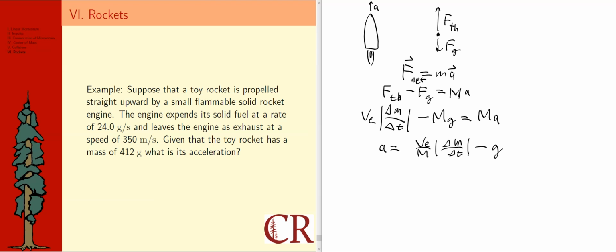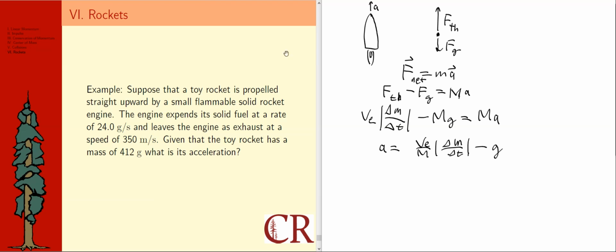This is it. So it says, suppose that a toy rocket is propelled straight upward by a small flammable solid rocket engine. The engine expends its solid fuel at a rate of 24 grams per second and leaves the engine as exhaust at a speed of 350 meters per second. Given that the toy rocket has a mass of 412 grams, what is its acceleration?